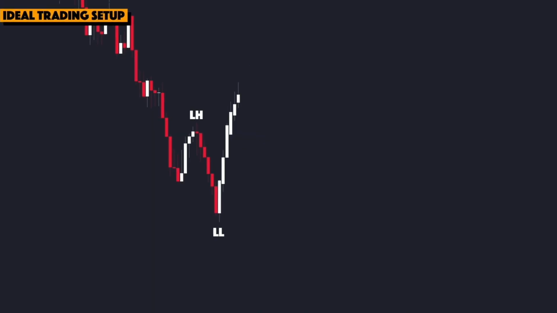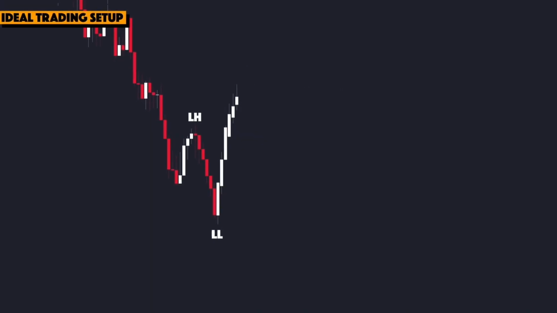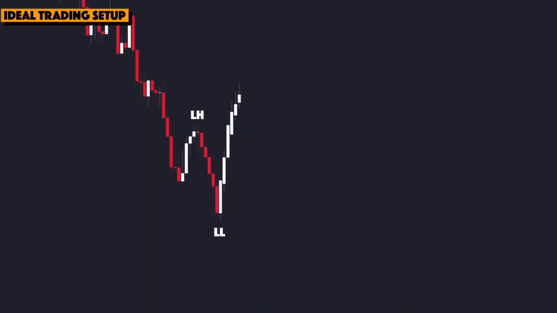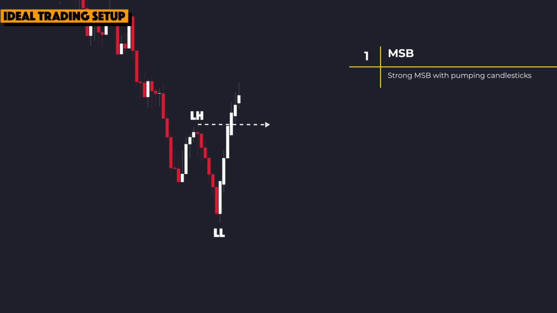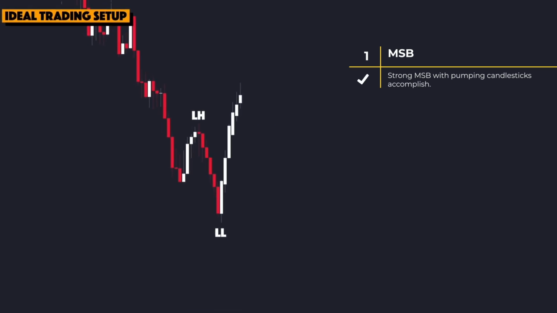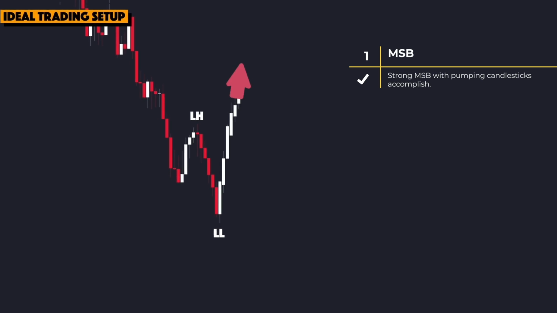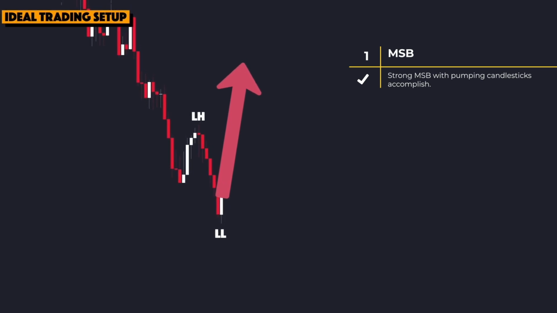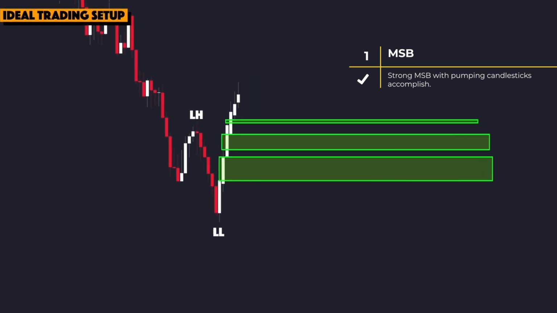Alright, so let's create the ideal trading setup using fair value gaps. The first thing I look for to determine if a fair value gap is valid is whether it came from a market structure break, or an MSB. In this example, you see that the price broke this lower high with this price swing right here. This pump also created several fair value gaps, as you could see.